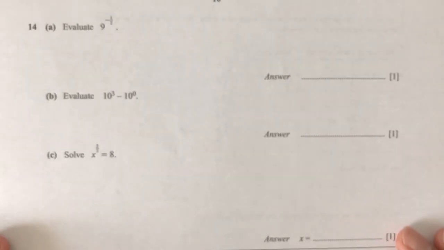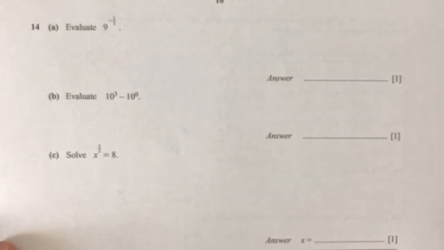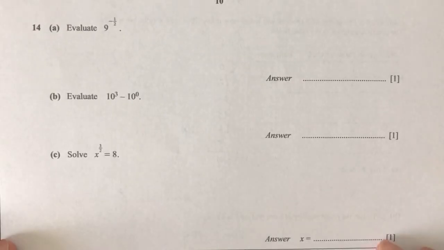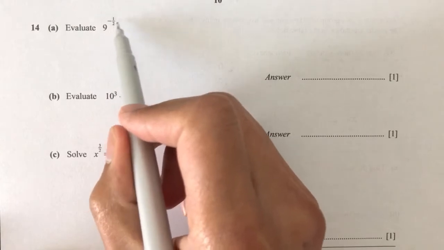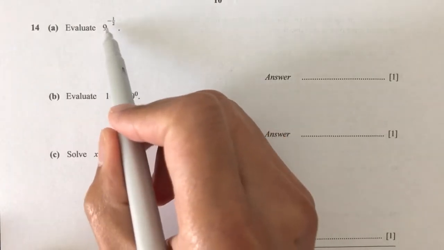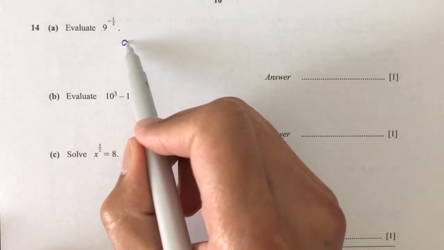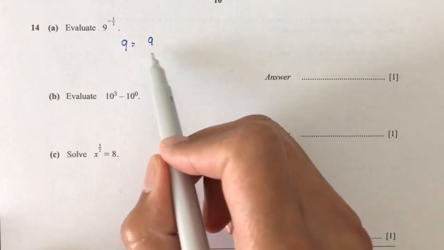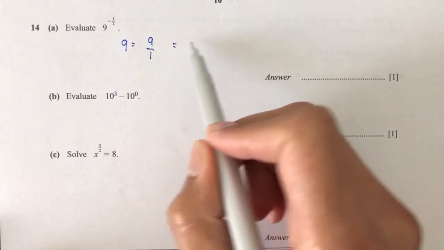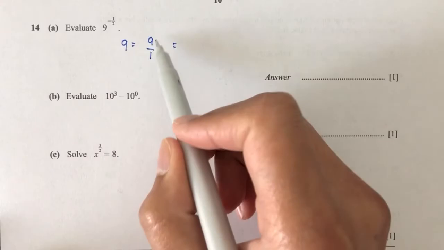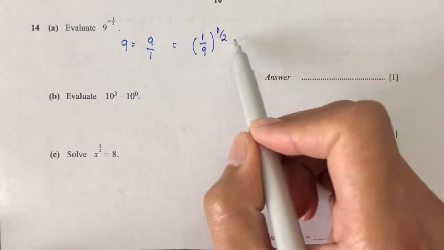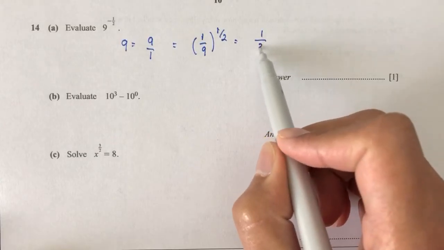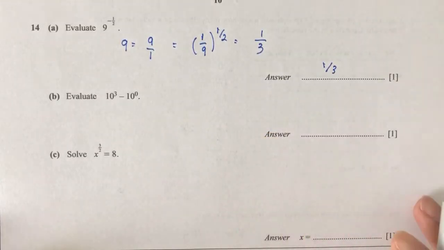This one is a question of indices, which will be pretty easy. So we have 9 power minus half. If we want to make the power positive, we can change the inside. So what is 9? 9 is usually 9 divided by 1. If you want to make this positive, we have to flip it upside down. We have 1 over 9 to the power half. So simplify, we have 1 over 3. Answer is 1 over 3.